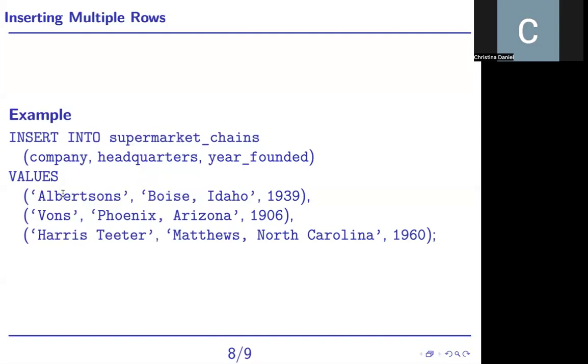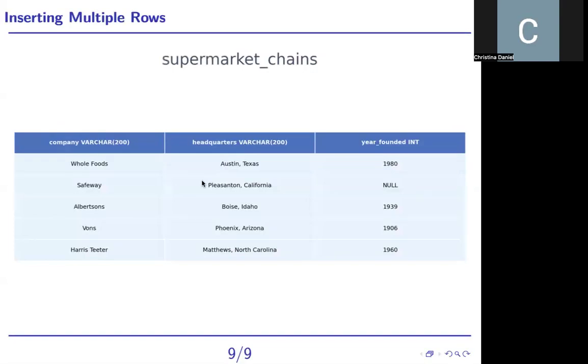So here is a command that will add data for 3 different rows. And here's what the resulting table will look like. We have 3 new rows for Albertsons, Vons, and Harris Teeter, and data was added to each column of this table. We still have a null value for the Safeway row.